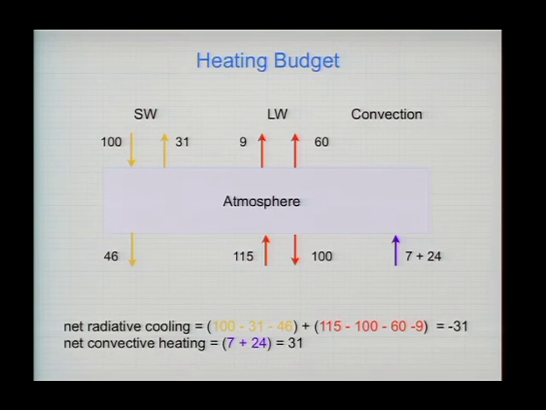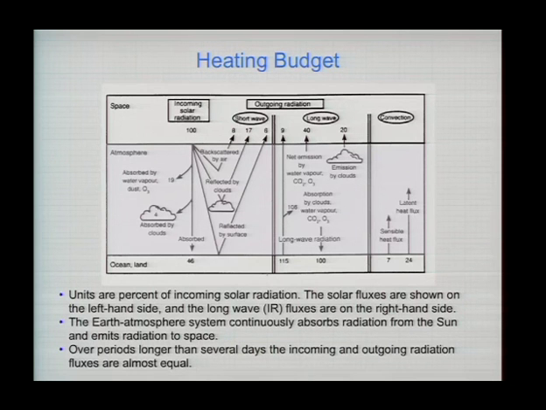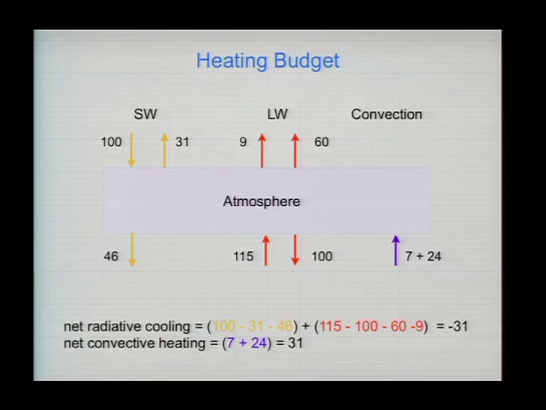The net radiative cooling of the atmosphere. Sum up all the yellows, sum up all the long waves, which are the reds, and we don't get 0, we get minus 31. That's how much cooling is going on there in the atmosphere. And that cooling is balanced by the sensible heating and the latent heating, which is 7 plus 24, 7 plus 24 plus 31. So the convection is balancing the radiative cooling. Let's look at the radiative cooling bit.